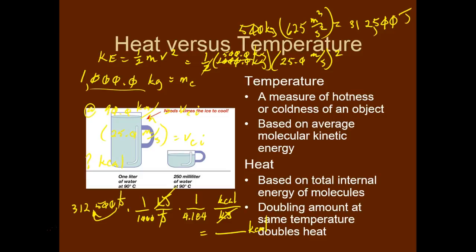So you'll take 312.5, because we've already divided by 1,000 when I move the decimal, and divide that by 4.184, and what do you get? 74.7 kilocalories. Or 75 kilocalories. And the book does 74.7. Now the reason is mostly we had up to 3 significant digits everywhere, so that's why they rounded.